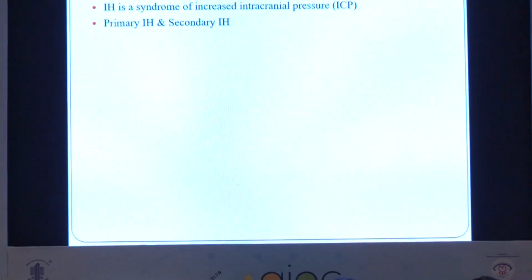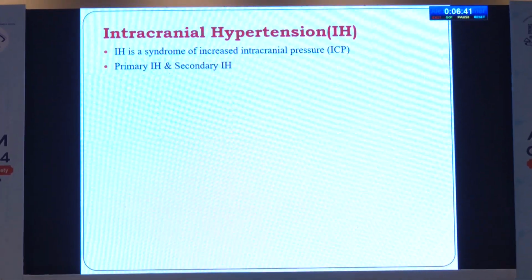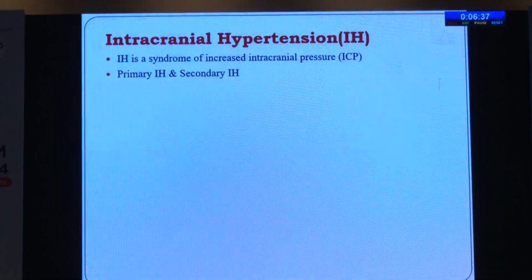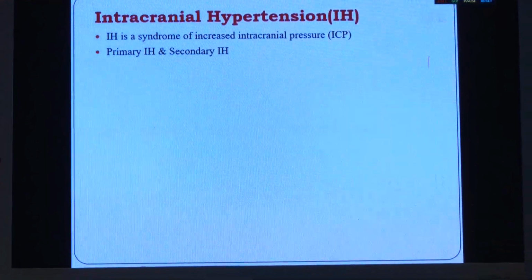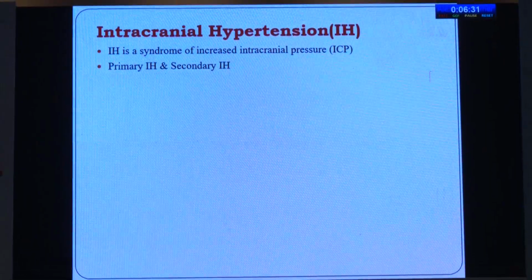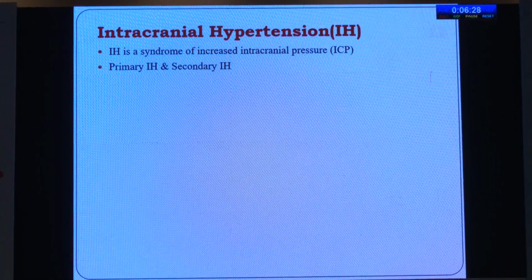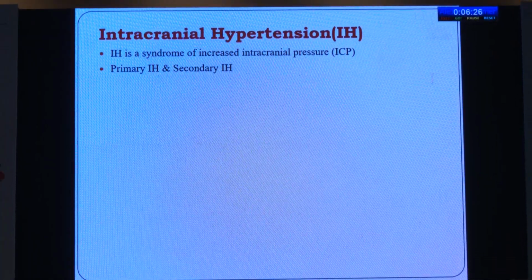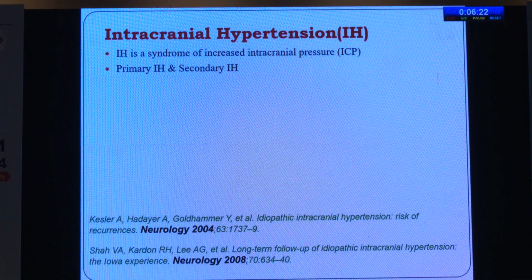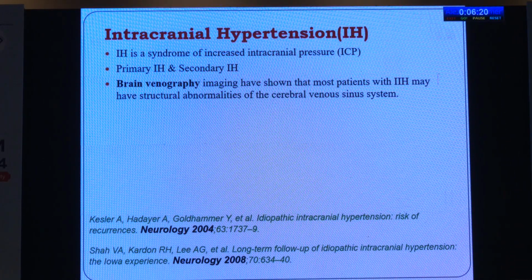It is a syndrome of increased intracranial pressure, and it can be primary. Primary means what we used to call BIH, or benign intracranial hypertension, but nowadays benign is not used because many a time these patients progress to vision loss. So it is primary when there is no reason, and secondary when there are so many reasons for this. And what are the reasons? We will look into it as the presentation goes by.